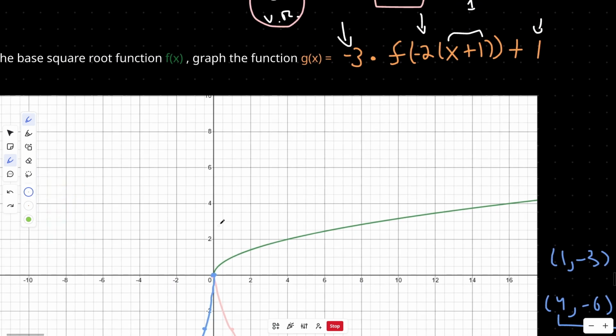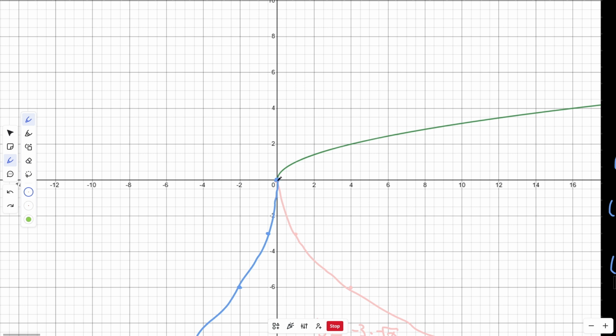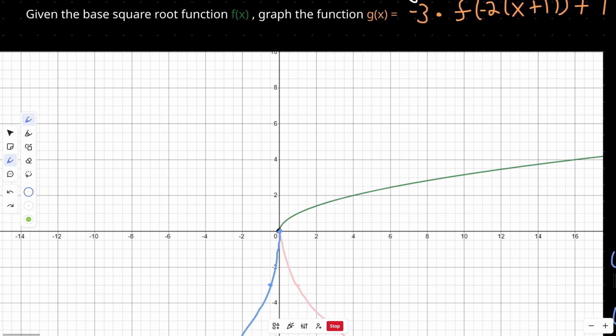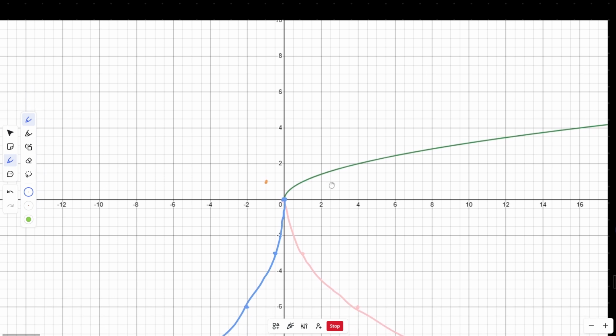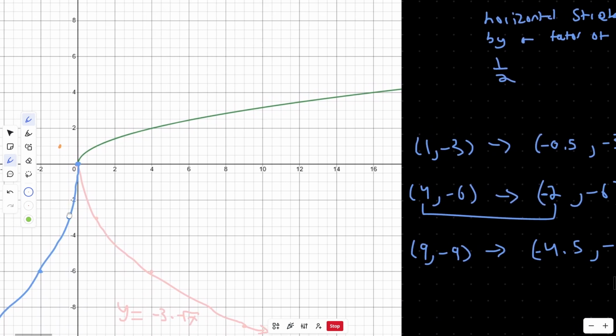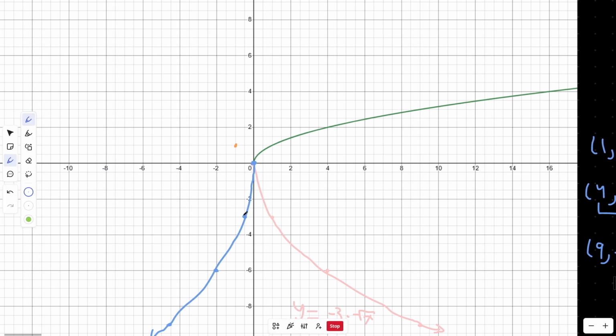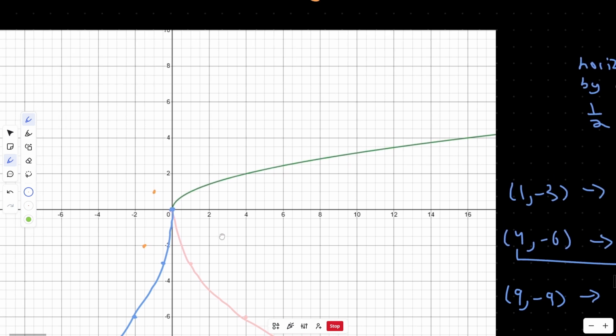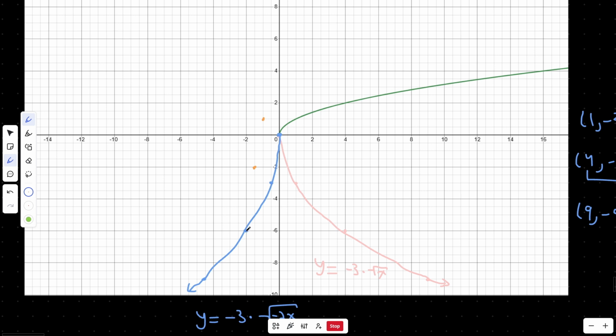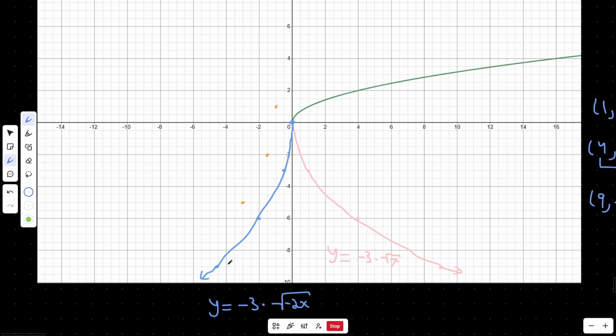And I'm going to be doing this in the color orange. So start off with the point 0, 0. Left 1 unit is going to be right there, and up 1 unit is going to be right over there. Perfect. And same thing with the point negative 0.5, negative 3. We're going to go to negative 1.5, and we're going to go up 1 unit. So it's going to be right over there. And this point right here, negative 2, negative 6, is going to go to negative 3, negative 5. And lastly, our point negative 4.5, negative 9 is going to go to negative 5.5, negative 8. And there we go.